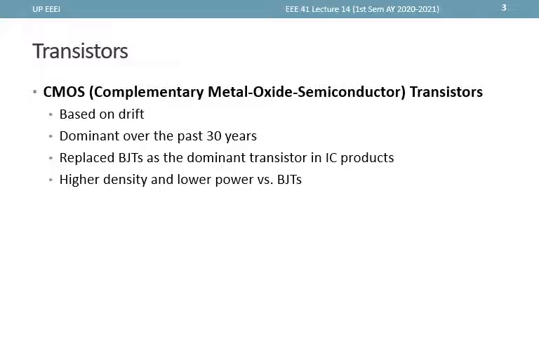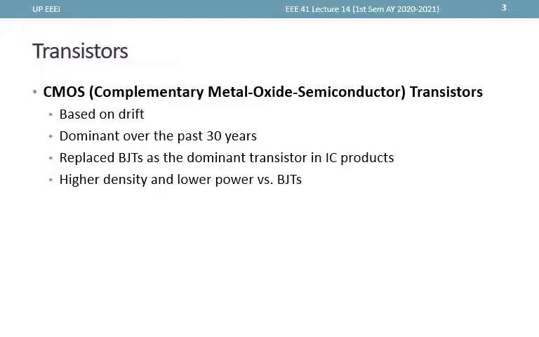MOSFET stands for metal oxide semiconductor field effect transistors, and as the field effect in the name suggests, this device works based on the concept of carrier drift. The term CMOS, however, refers to the technology of having complementary MOSFET types, the P MOSFET and the N MOSFET, in the same chip. CMOS technology has propelled the IC industry for the past 30 to 40 years and is the heart of most modern processors. MOSFETs have replaced BJTs in most IC products because of their higher density and lower power.